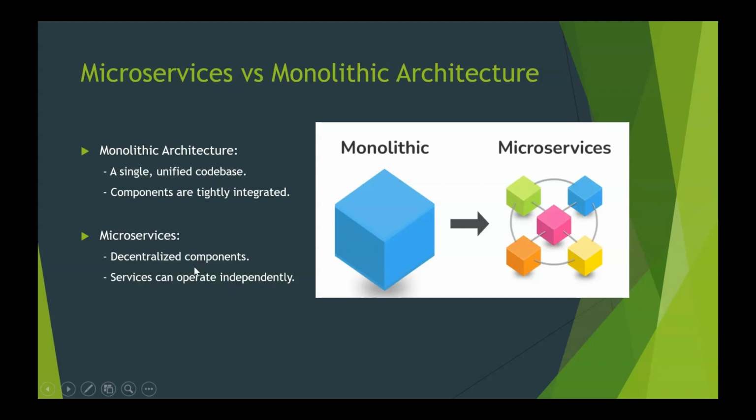But in the case of microservices, you have decentralized components. You can see, if this is microservices, these are 5 microservices and they are forming one application. They are all decentralized. Services can operate independently. Suppose this box is one service, it can operate independently. They are not dependent on each other. So if one of them goes down, the other four will still be active and working.